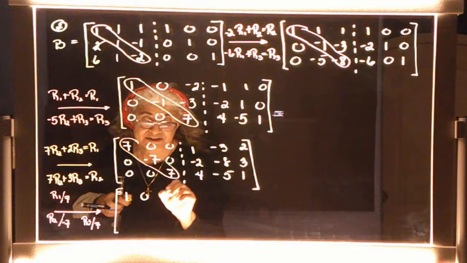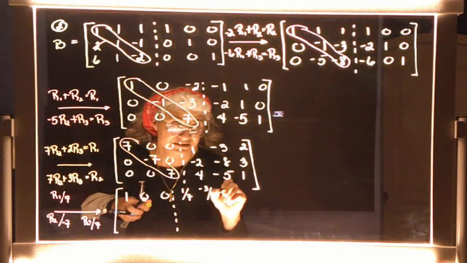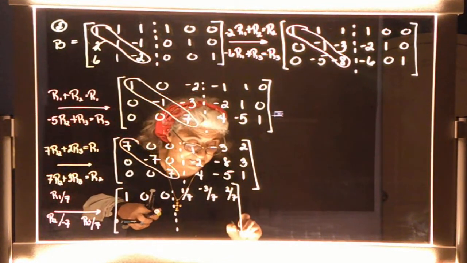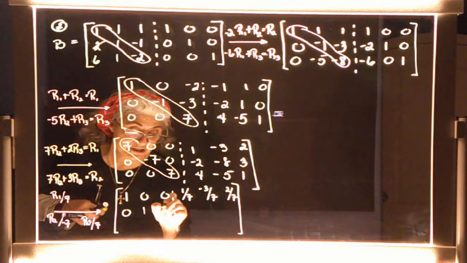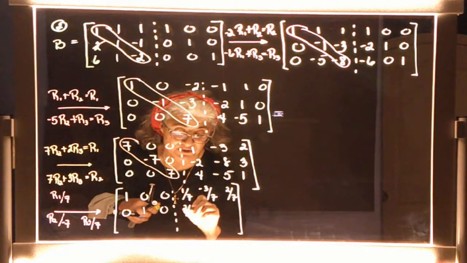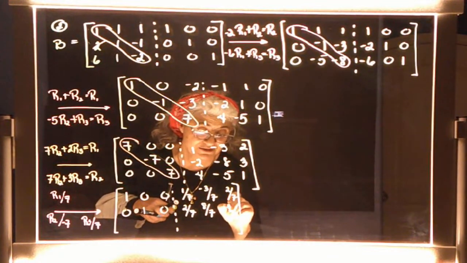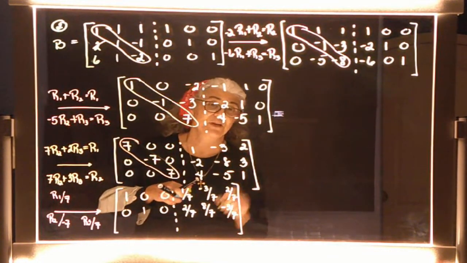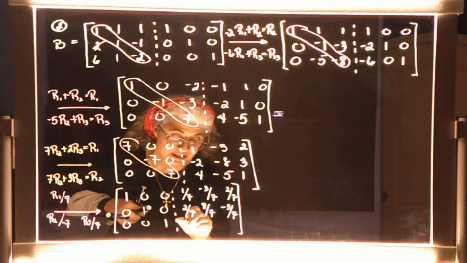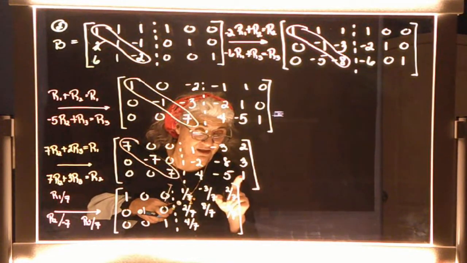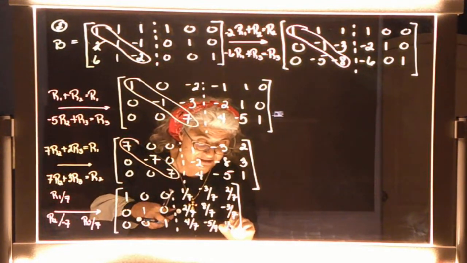1, 0, 0, 1/7, negative 3/7, 2/7. Second row divides by a negative 7, 0, 1, 0. That would give me 2/7. That would give me 8/7, and then a negative 3/7. Third row, divide by 7, 0, 0, 1. So I got 4/7, negative 5/7, and then 1/7.